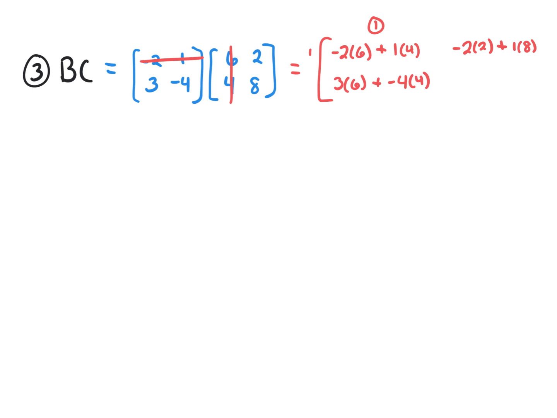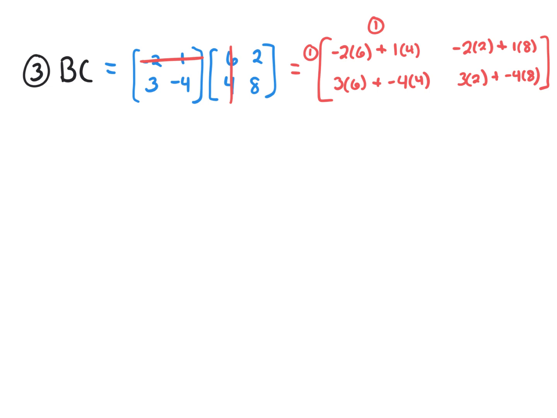Continuing on, what can I multiply for my row 2 with column 2? 3 times 2 plus negative 4 times 8. How can we check that section? If the numbers match up, right? Column 2's good.